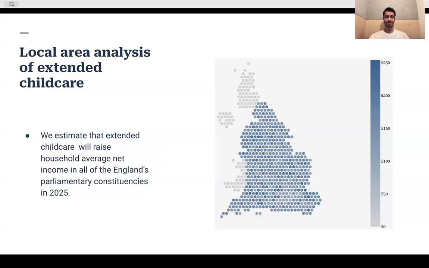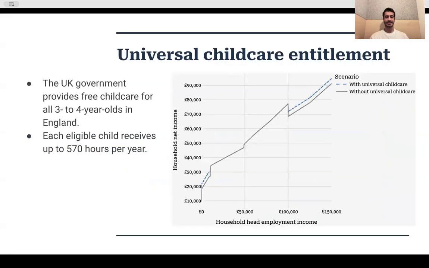Yeah, these plots that I'm showing you are for just 2025, so you can plot them for 2026 or any year that you want. The next program is Universal Childcare. As you can see in the name, it is universal. All of the 3 to 4 year olds in England are eligible for this free childcare.